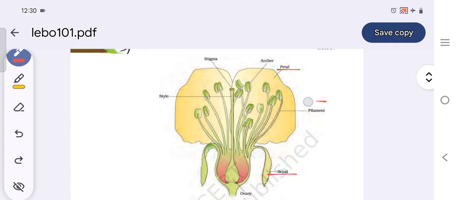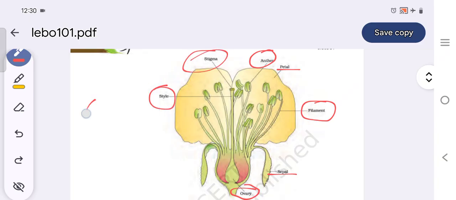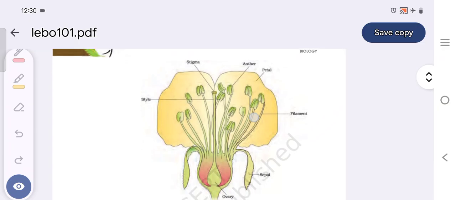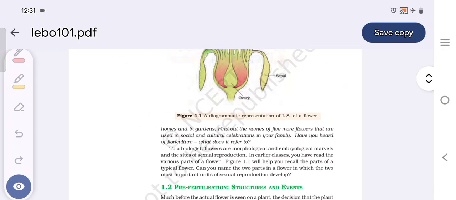Then you have the filament and the anther, which come under the androecium. And the last one, the essential part of the flower, is the ovary, style, and stigma, which come under the gynoecium. So, anther and filament make up the androecium, and the ovary, style, and stigma make up the gynoecium part of the flower.